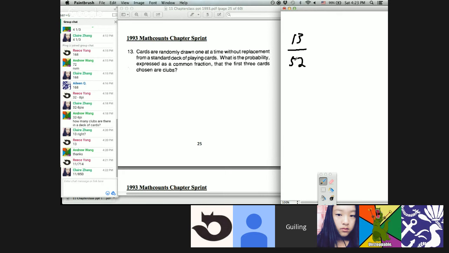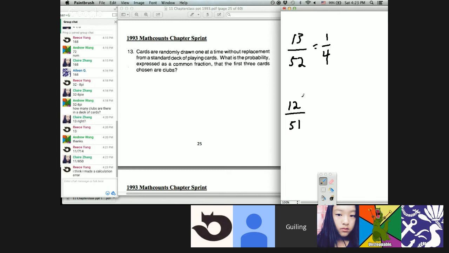That's the probability you get a club on your first draw. That simplifies to 1/4. After that, there are now 51 cards left because you took one of the cards, and there are only 12 clubs left because you also took one of the clubs. So that's the probability you get a club on your second draw.